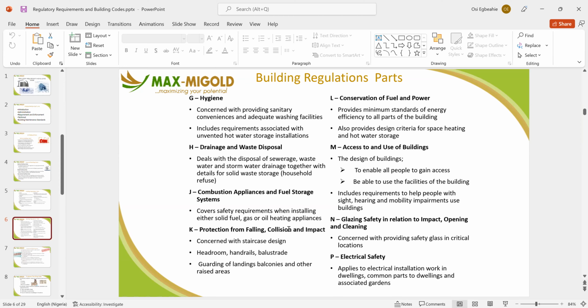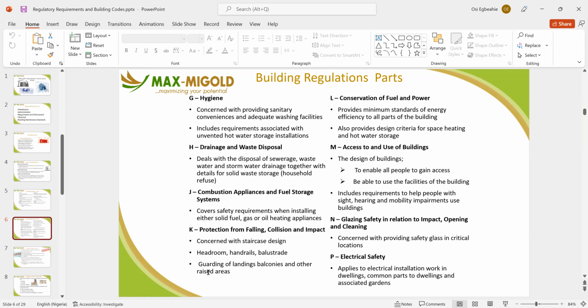Protection from falling, collision and impact, concerning staircase design, headroom, handrails, balustrades, guarding in the landing of balconies and other raised areas. You know, there are some things that you must check. In buildings, they have the standard height of a building. You must ensure that that is done. And also staircases.